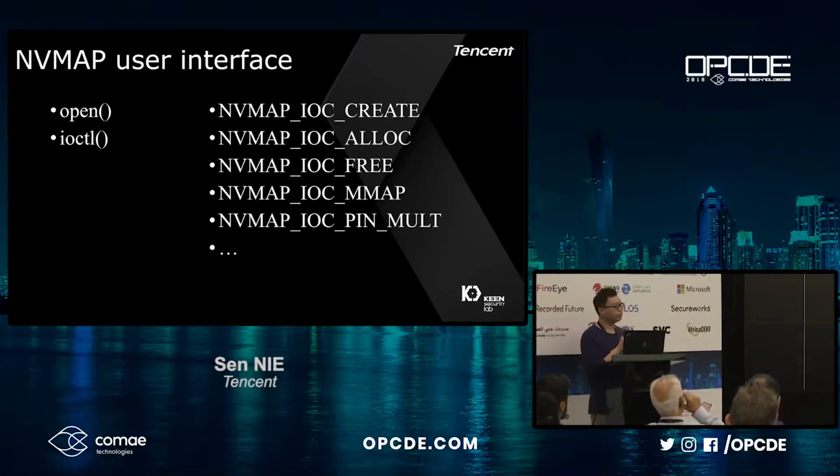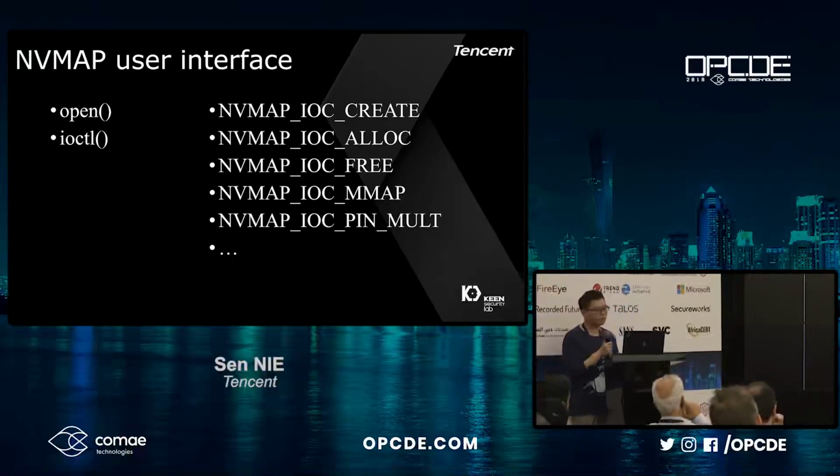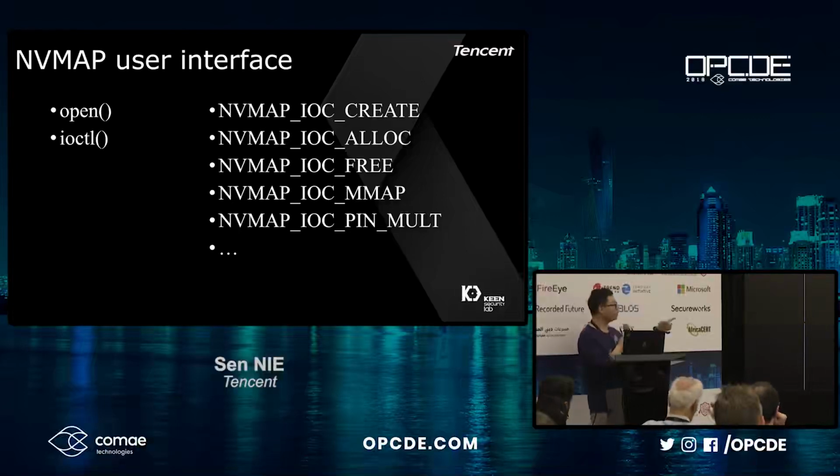And nvmap, actually, is a typical Linux driver. A user process can access it by opening the driver and getting the handle to operate it. Then it can send some I/O codes. You can see the I/O codes there. There are many I/O control command codes. For example, the nvmap IOC create, alloc, free, mmap, and the last one, pin multiple. I'll talk about them later.